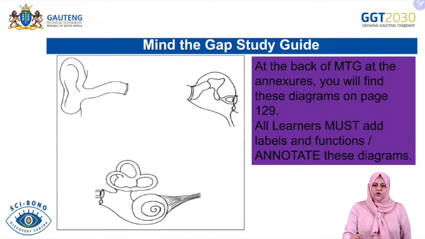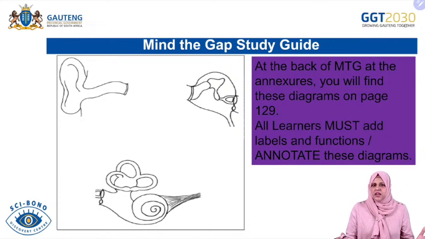Now, when you look at Mind the Gap, at the back of Mind the Gap, there are annexures. And you will find that there are diagrams on page 129. You will find these same three diagrams. You must label these diagrams and write the functions. That means you need to annotate these diagrams. You will write the labels in one color and you will write the functions in another color.